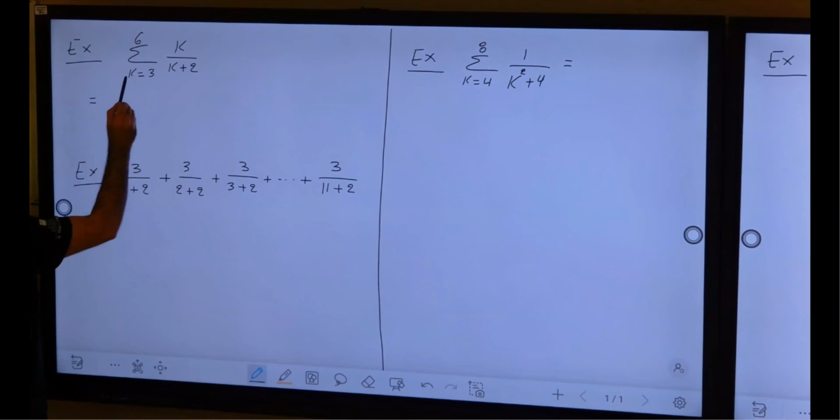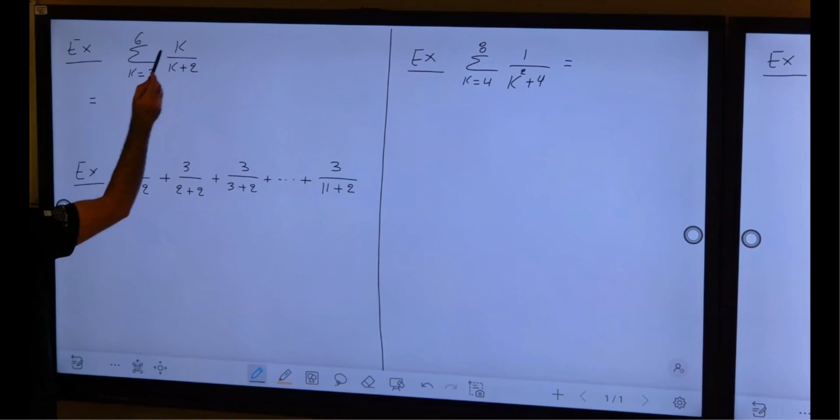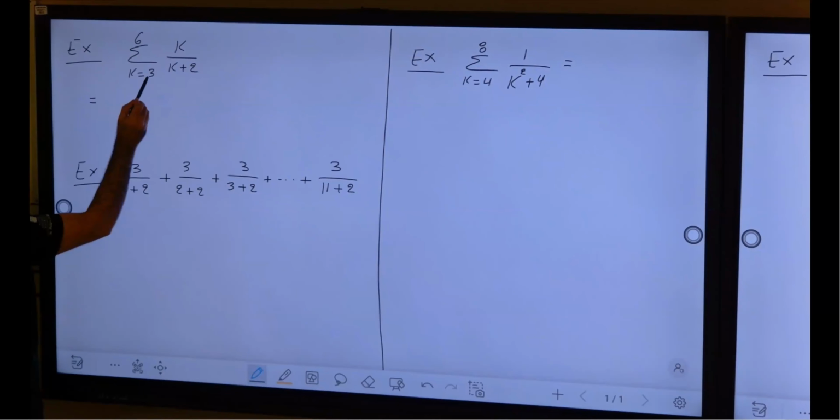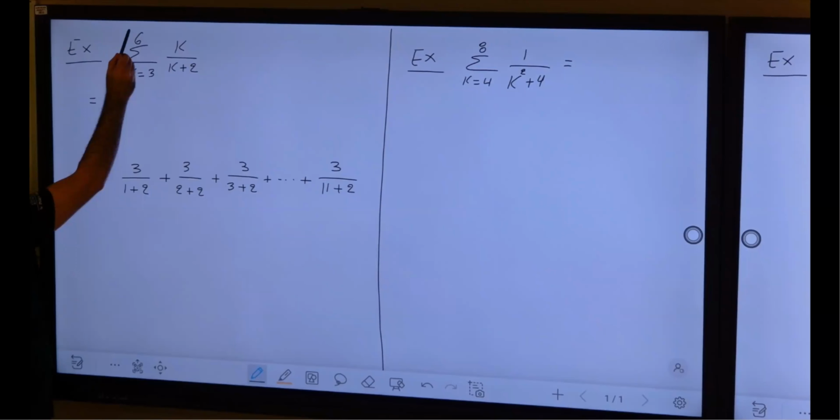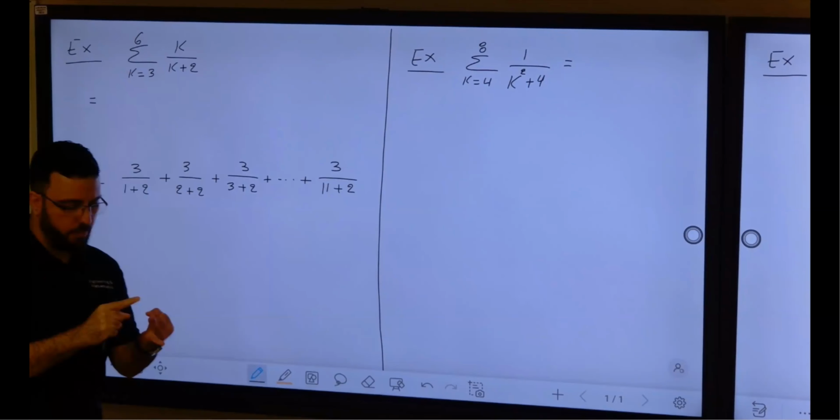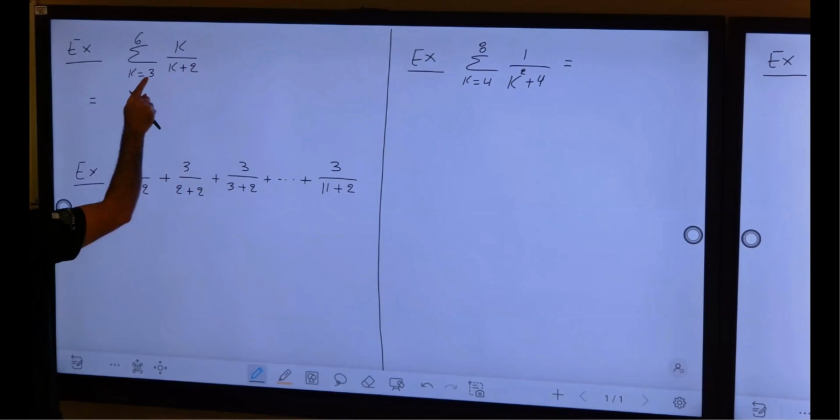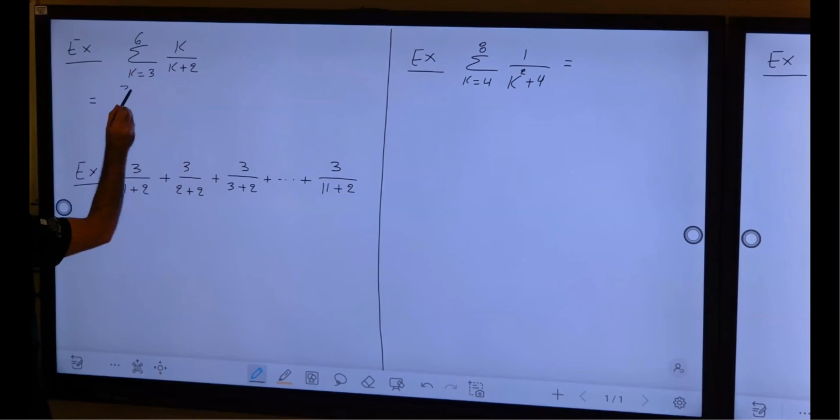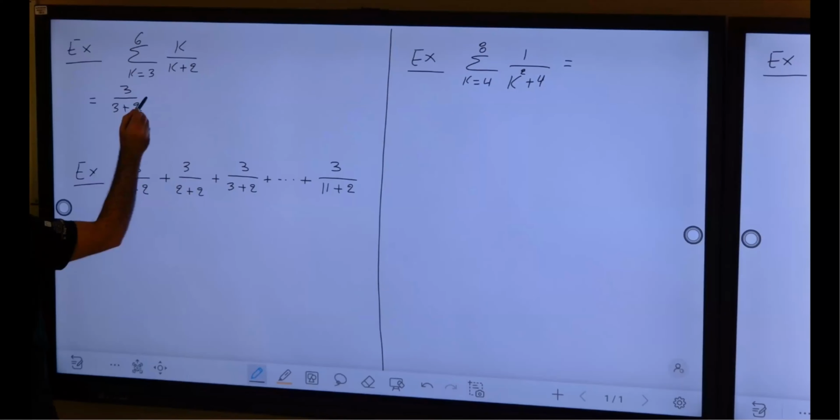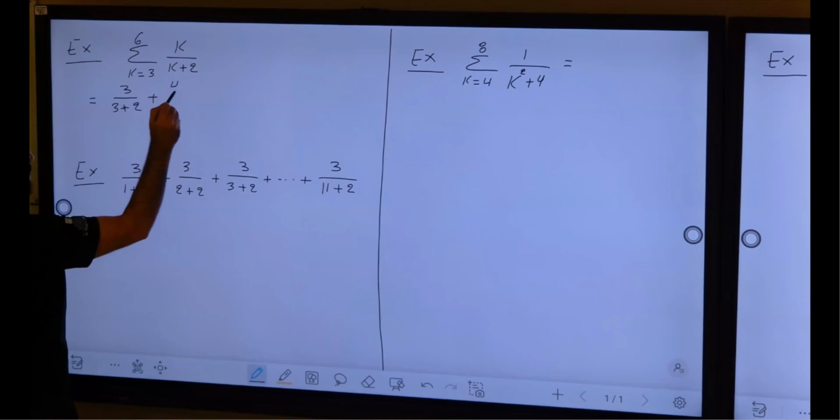Now, the first one, k equals how much? k starts from which number? From 3 until 6. That's 3, 4, 5, 6. So first of all, I'm going to plug in k equals 3. That means it's going to be 3 over 3 plus 2. Plus the second term is going to be what? Plug in k equals 4. So it's going to be 4 over 4 plus 2.